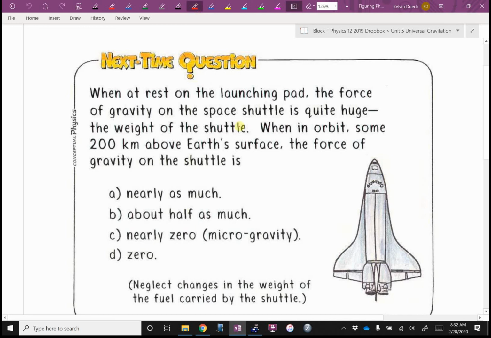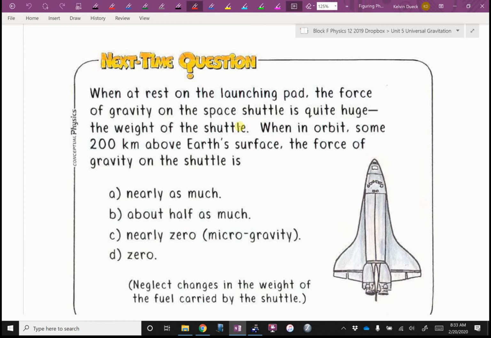Here's our thought puzzle. When at rest on the launch pad, the force of gravity on the space shuttle is quite huge. It's the weight, mg, of the shuttle. When in orbit, 200 kilometers above the Earth's surface, the force of gravity on the shuttle is A, nearly as much, B, about half as much, C, almost zero because of microgravity, or D, exactly zero.